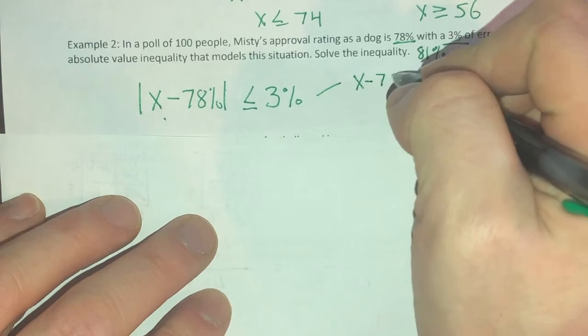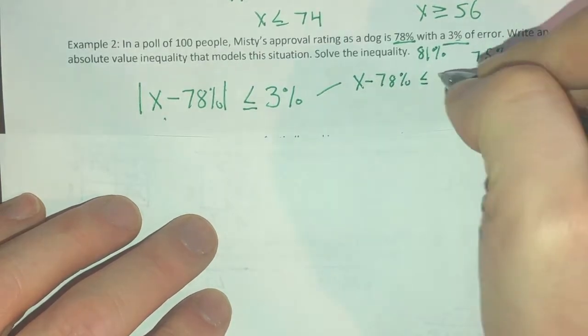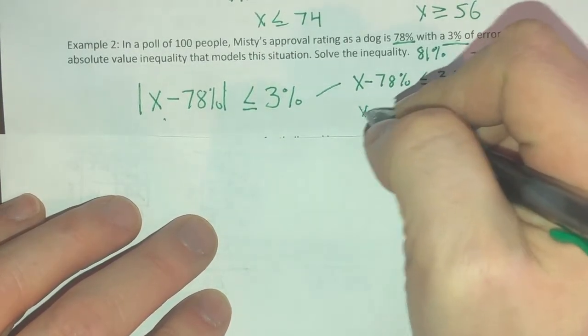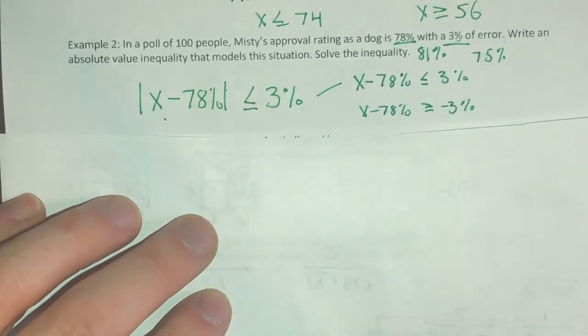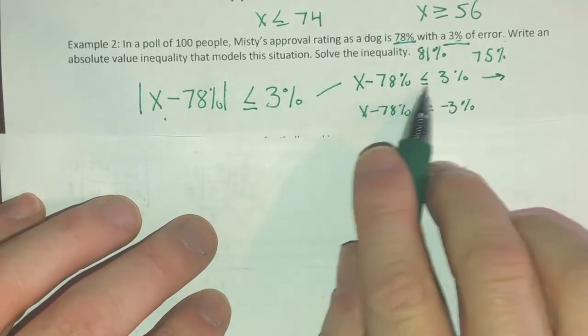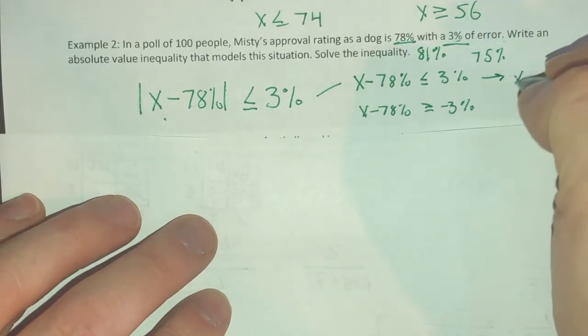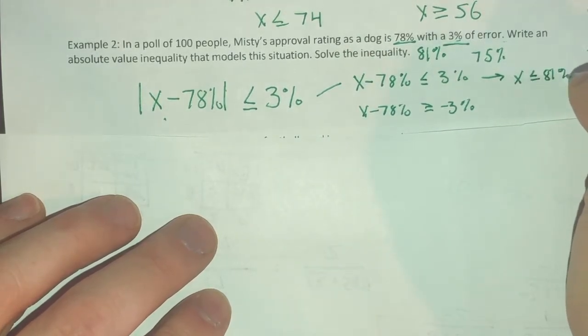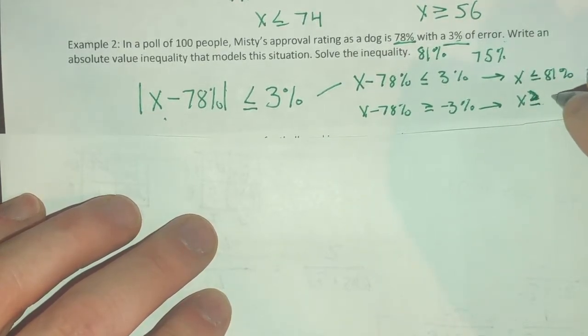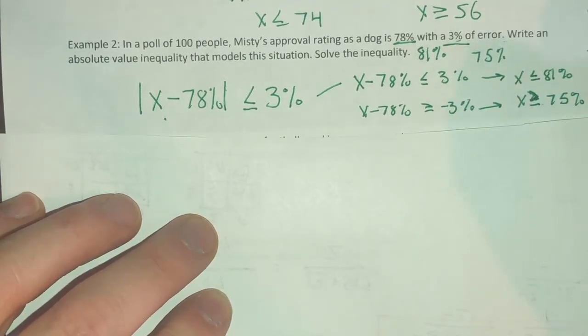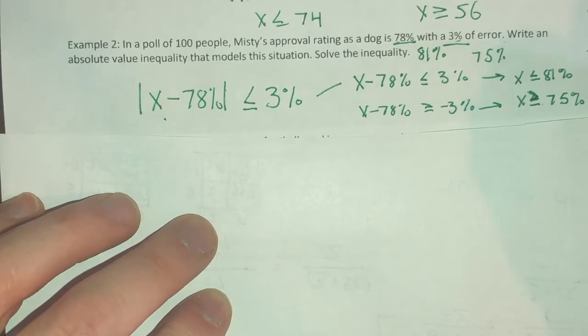So I have x minus 78% is less than or equal to 3%, and x minus 78% is greater than or equal to negative 3%. And I know you're saying, Mr. Murray, negative 3% doesn't make sense, but we aren't done. So let's give it a chance for a second. If I add 78% on both sides, I get x less than or equal to 81%. Here, if I add it on both sides, I get x is greater than or equal to 75%. So my final answer is 75% is less than or equal to x is less than or equal to 81%.